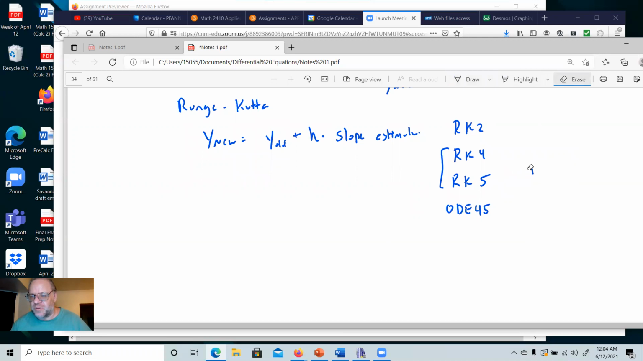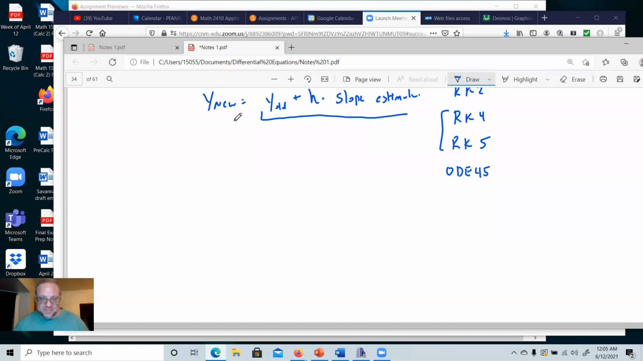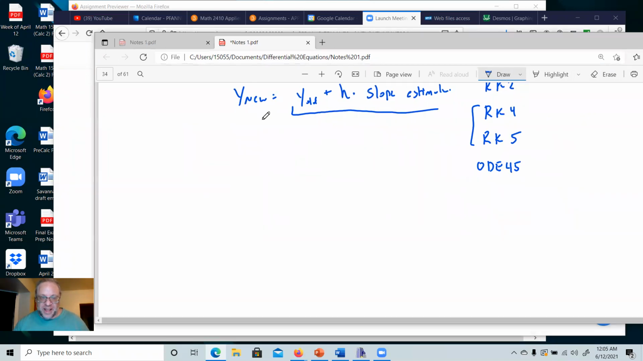But that's what we're going to be using for our differential equation solver. And it's important that you know what it's doing. Well, it's pulling together a whole bunch of slopes to do this. But really what it's doing is saying, let's have a y plus a step times a slope estimate. Now, this slope estimate will be a little on the tedious side. So this is why we use computers here.